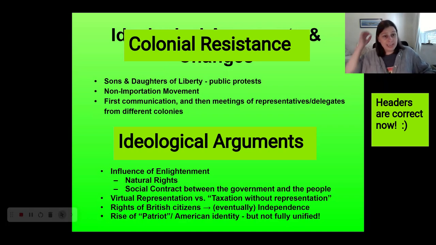We also see what's called the non-importation movement. That is just a fancy name for a boycott. So when we see the British put taxes on things, we will see colonial groups responding by refusing to buy those things, tea, of course, being the most notable.